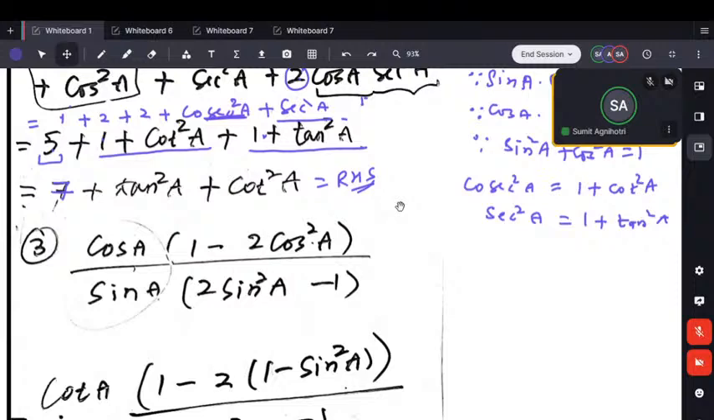In your LHS you have cos A minus 2 cos cube A over 2 sin cube A minus sin A, and you need to prove it equal to cot A. This is what you need to prove. Can you see the question now?